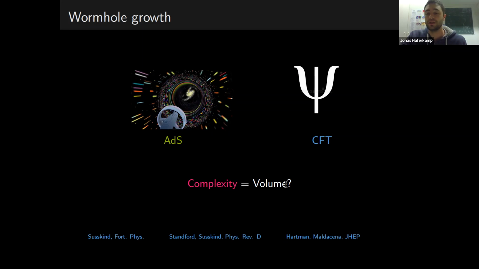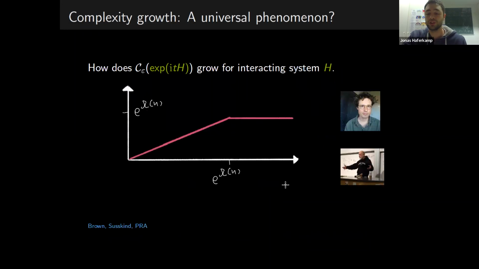So what is the idea, the intuition that was obtained? Adam Brown and Leonard Susskind put forward a conjecture about how complexity should grow in order to behave as the wormhole volume does in the AdS bulk theory. And the idea behind this is that for a very long time, there's basically no reason to get back close to a low complexity unitary. So here it is in words.